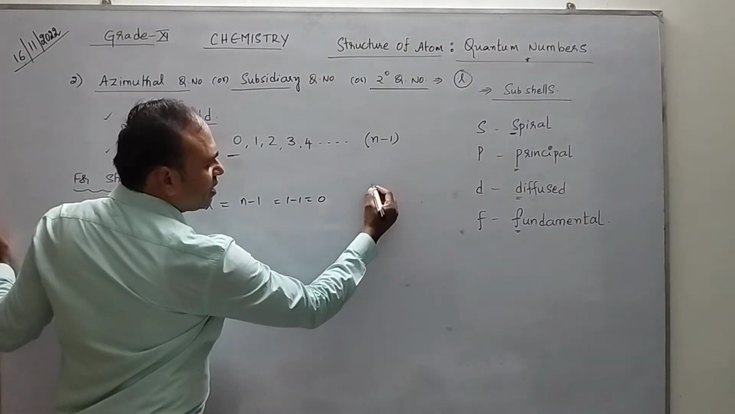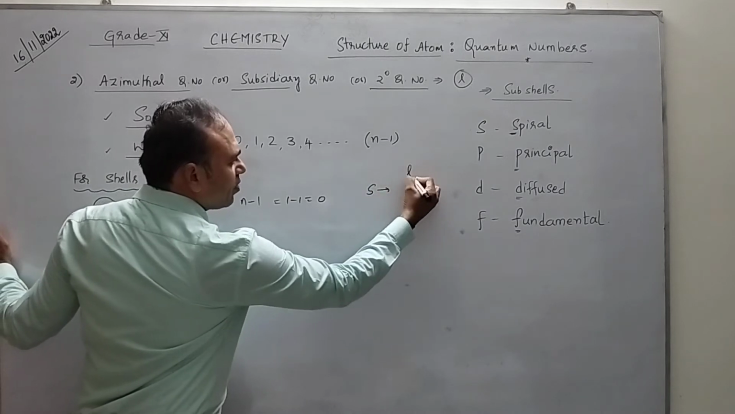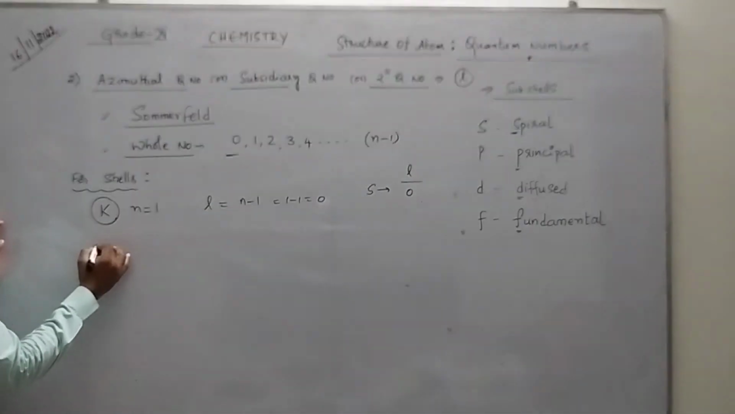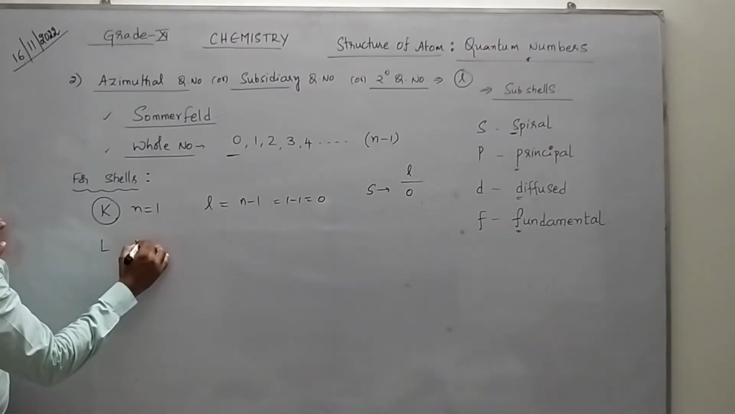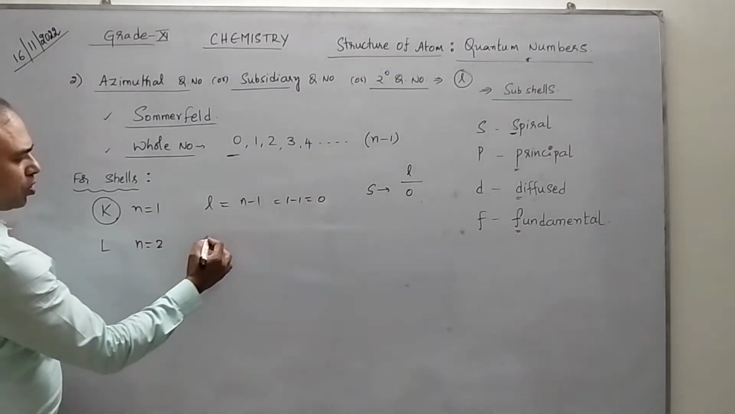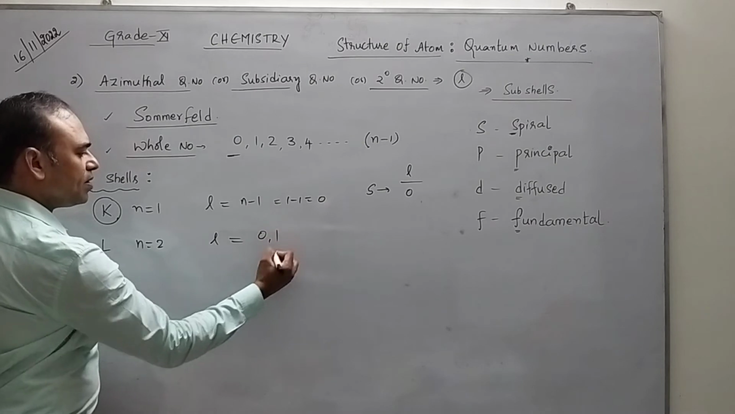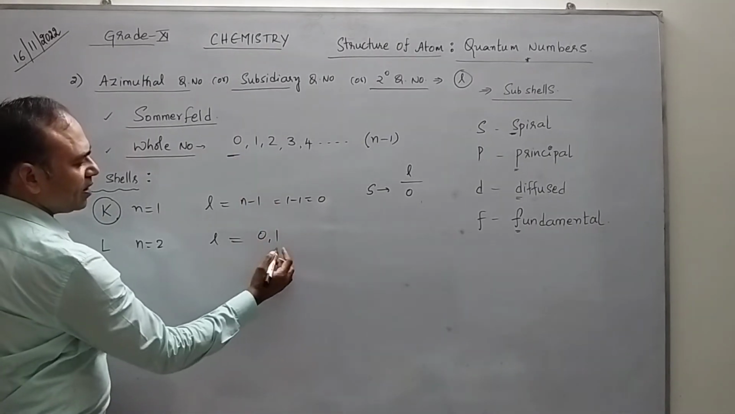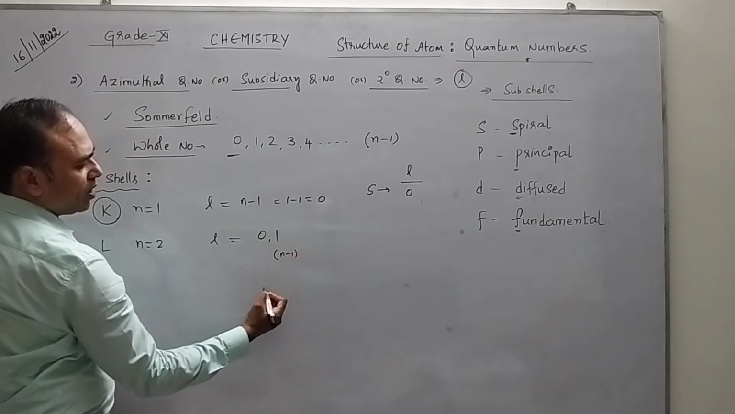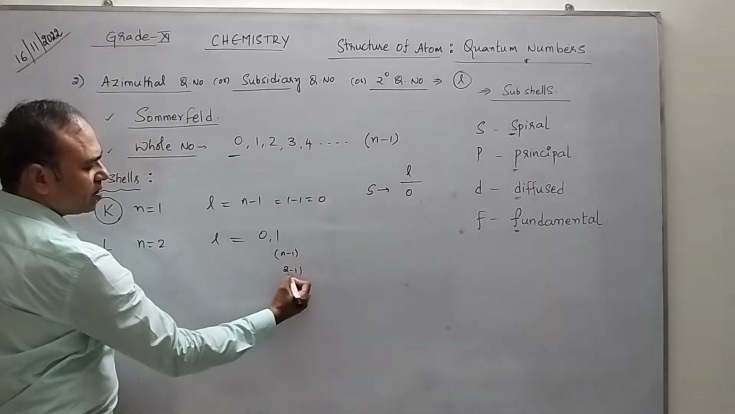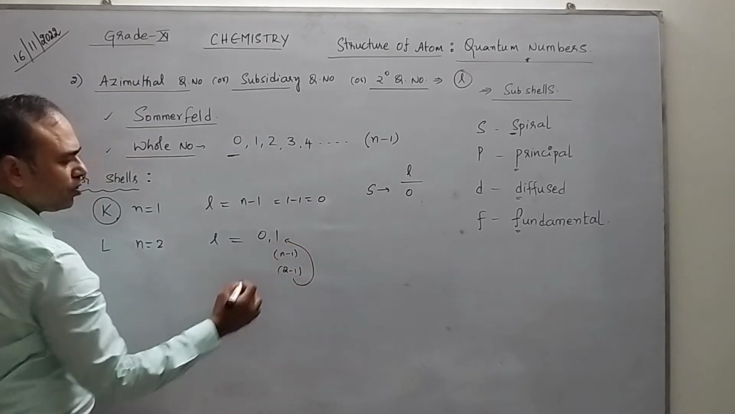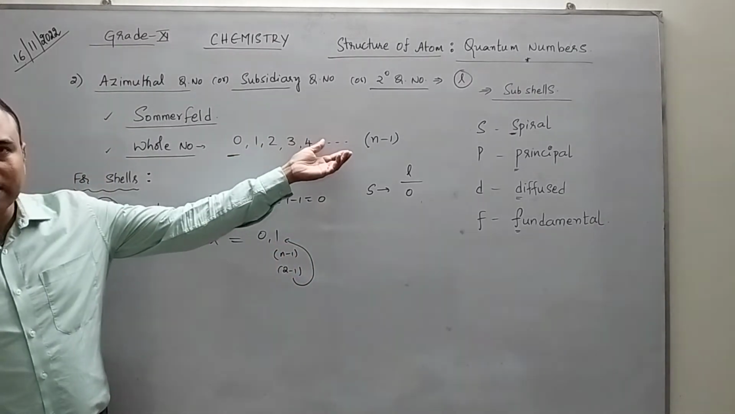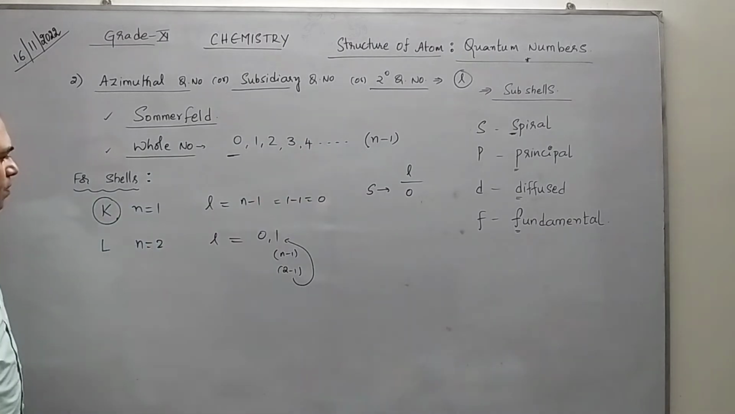So finally we can say that in the case of S, the value is 0. Second one, if you take L, n is equal to 2. So L values will be 0 and 1. You know that it starts from 0 and the next one will be n minus 1, which is nothing but 2 minus 1, and that is 1. Hope you are able to understand. I am just writing 0 and then the last one will be n minus 1.